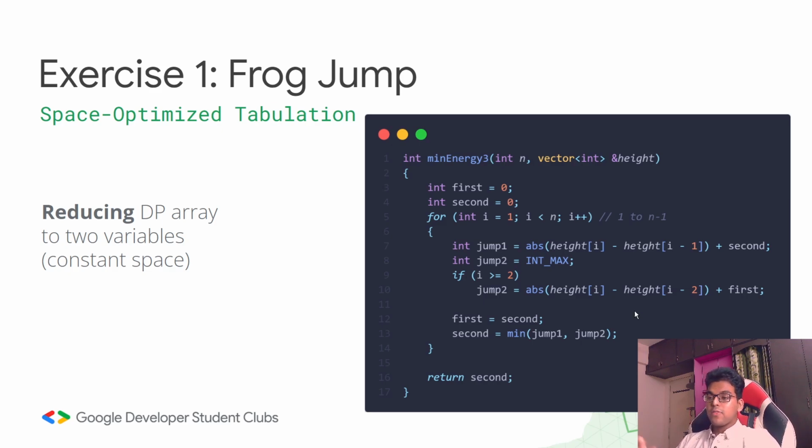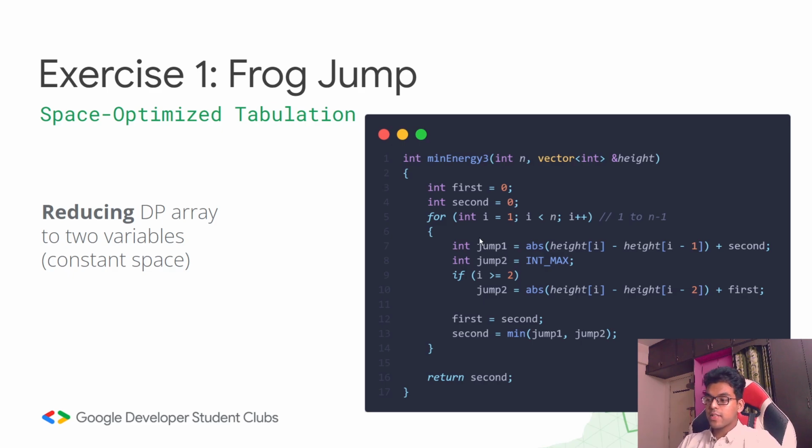Now, space optimizing the previous approach, we don't need to actually use a DP array. We can just use two variables, first and second, somewhat like the Fibonacci series. So this takes constant space, and we maintain two variables, first and second. The second variable holds the energy required to reach the i-1th stair. The first variable holds the energy required to reach the i-2th stair.